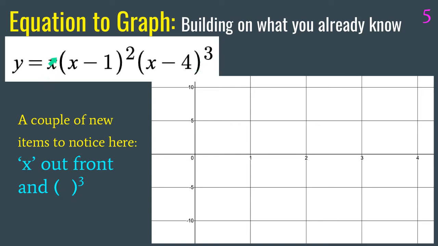The x out front, well, when would this be 0? Think about that. We talked about these. I know that this answer is 1 because that would make 0. This answer is 4 because that would make 0. Well, then this just simply means it hits at 0. That's this point right here. It's going to go through 0, 0. We hadn't had one do that before. So now we're going to have one that hits at the origin, or 0, 0, because if you have a plain x out front, that's what it does.